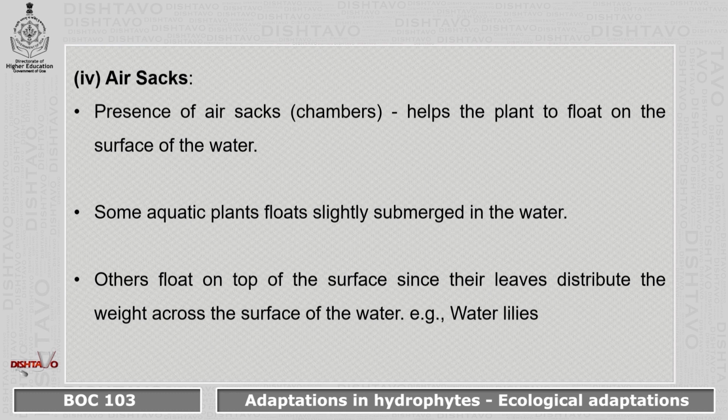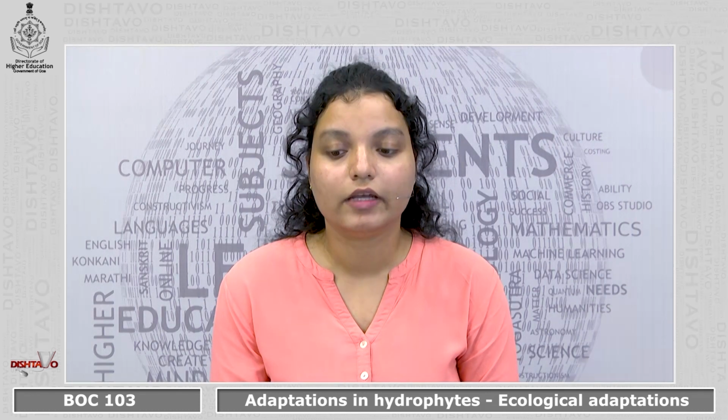Now, some aquatic plants float slightly submerged in the water, whereas there are some which float right on the surface of the water. Others float right on the top of the water since their leaf distributes the weight across the surface of water. For example, you have water lily, then we also have Victoria regia. Coming to the anatomical features of hydrophytes.